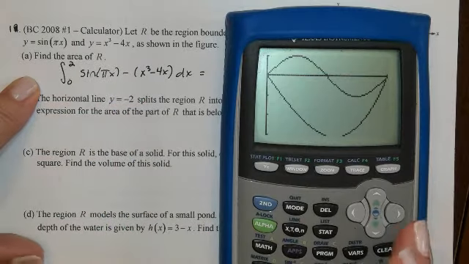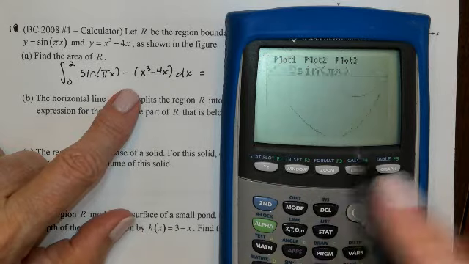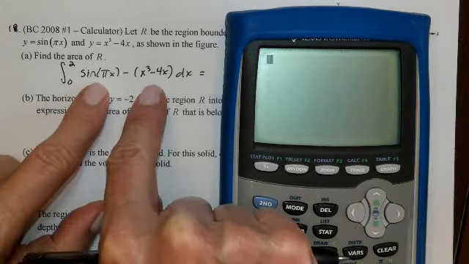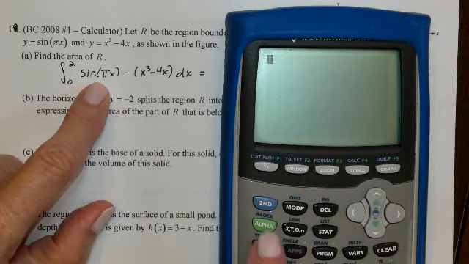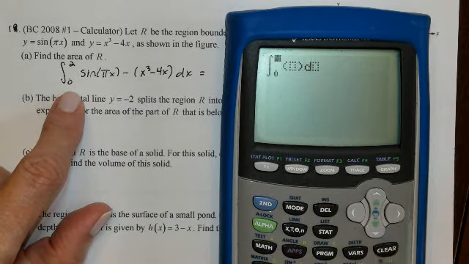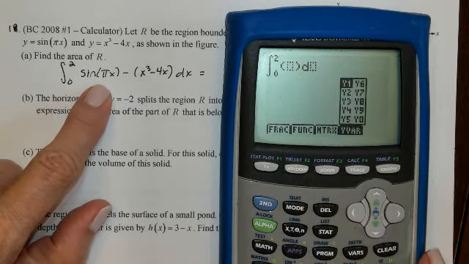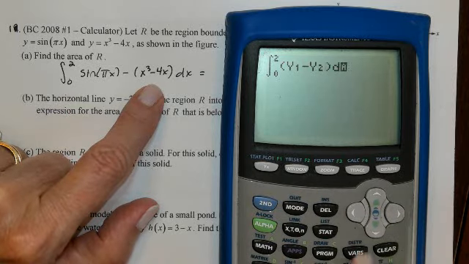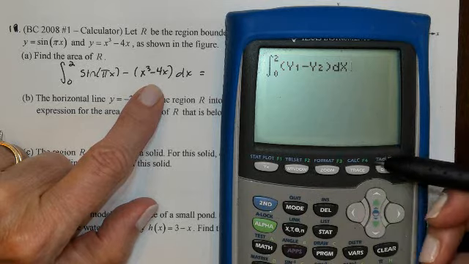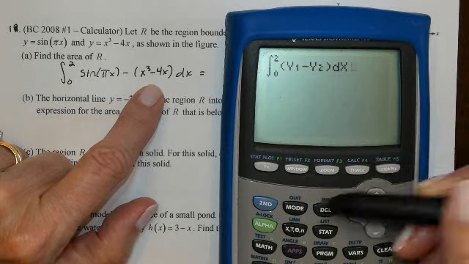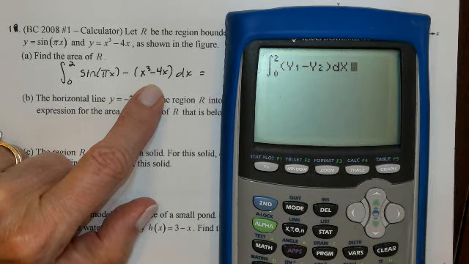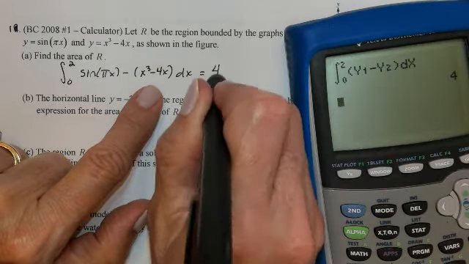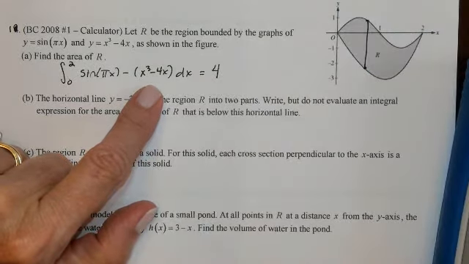Another good thing about having these functions in for y1 and y2 is now we can use those and we don't have to keep retyping this in, right? So math 9, 0 to 2 of y1 minus y2. Remember, to get the y1 and y2, we go to that little f4 there. Alpha trace will give you the f4. And that turns out just to be 4. That was a little surprising. Doesn't look like it would be 4.